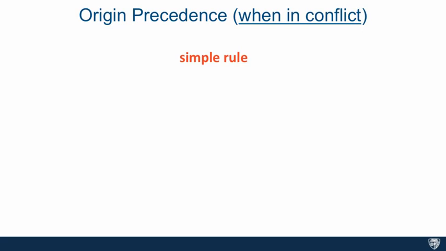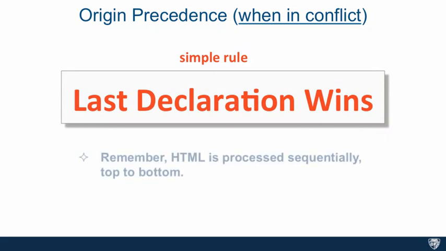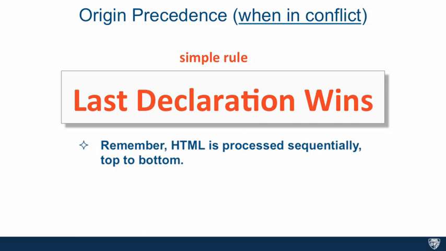When two declarations are in conflict, in other words, they specify the same property for the same target, the origin precedence rule kicks in. And it's a very simple rule. The rule is the last declaration wins. Now, when trying to figure out what the last declaration is, you have to remember that HTML is processed sequentially. That means top to bottom. So as you see the declarations happen, the lower on the page they are, the more precedence they have.